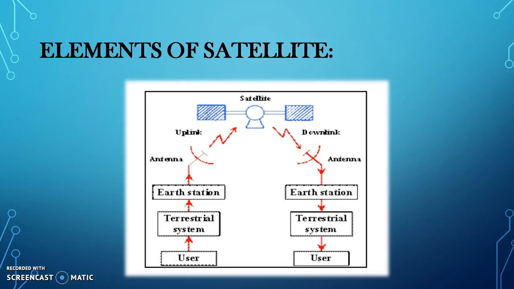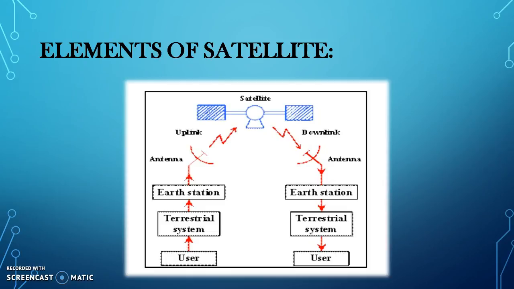Right, so this is the architecture of satellite communication. We have several elements. The first one, on the Earth, we have a user. The next one, the terrestrial system, then the Earth station, which is connected to the antenna that transmits the signals in the uplink frequency to the satellite. The satellite receives the signal by the transponder and changes the uplink frequency into the downlink frequency without changing the contents of the signal, and it transmits to the antenna of the receiver station, the Earth station.